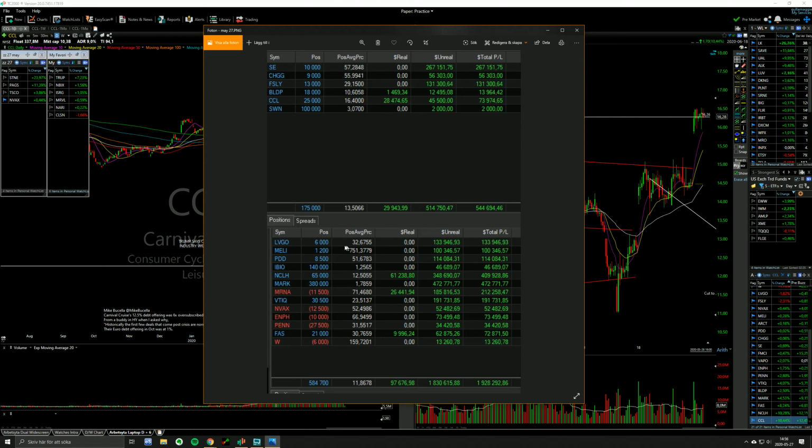Some of these positions I've had for months. Livongo, I talked about this one. This is my oldest position. SC is also a very old position. And this is how my portfolio looks right now. I sold a bunch of stuff pre-market.